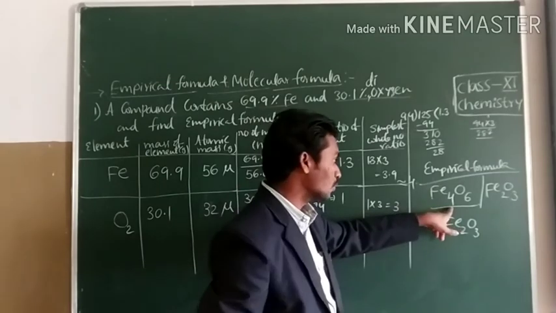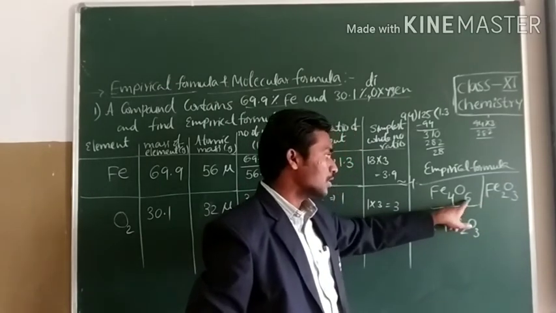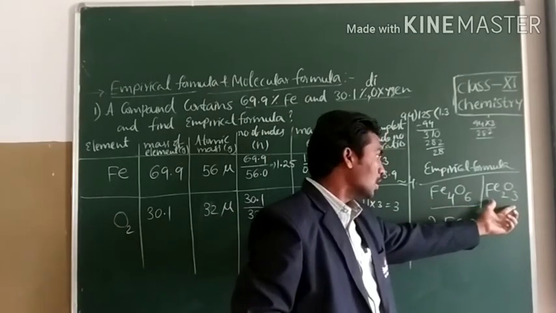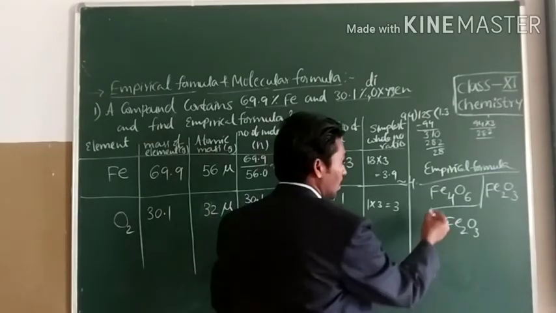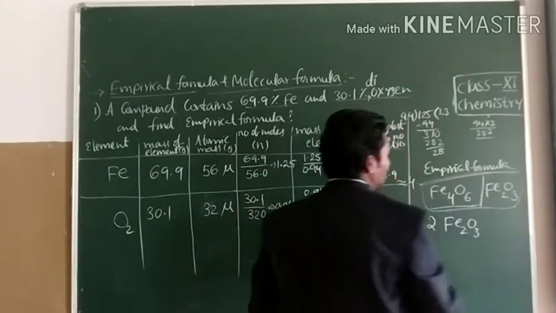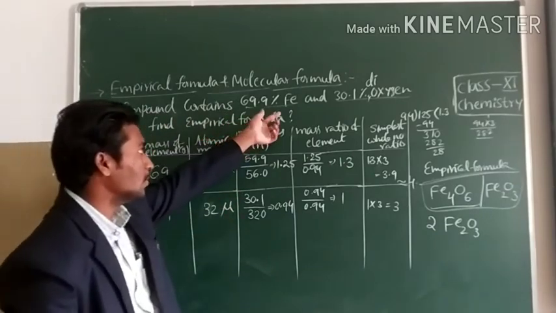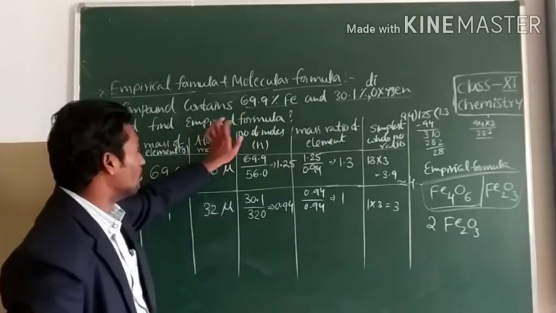That means the n value is 2 here. If we divide 4 by 2, we get 2. If we divide 6 by 2, we get 3. So Fe2O3, or it can also be written as 2 Fe2O3. This is the empirical formula of the given problem, for the compound containing 69.9% iron and 30.1% dioxygen.